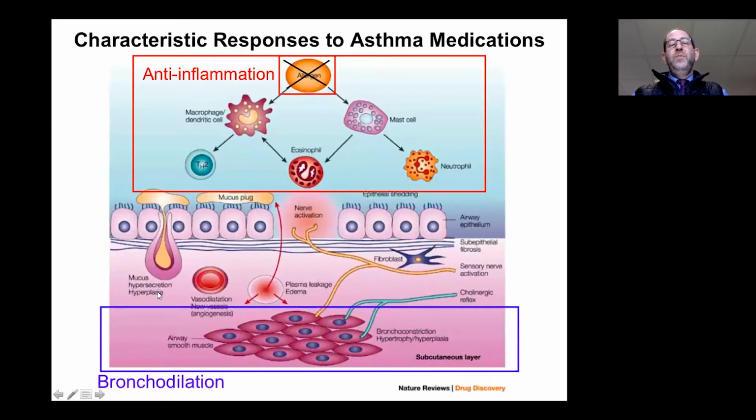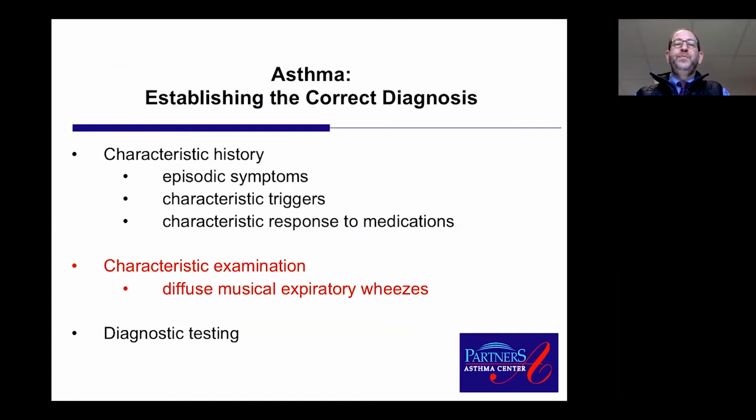We call the medicines that bronchodilate symptom relievers, and we call the medications that address underlying pathology like inflammation symptom controllers. They're called symptom controllers because people don't often feel an immediate benefit from the asthma controller, but with time, like a week or two, they'll notice that they have fewer asthma symptoms.